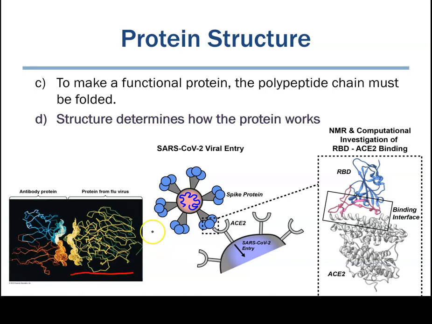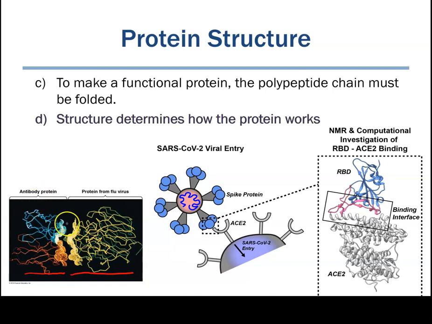So this is possibly a protein on the outside of the flu virus, a protein that the flu is making. And that protein in this image is being recognized by an antibody protein. So antibody proteins are found in our bodies. They are produced in response to an infection. And they are produced to recognize whatever it is that is invading our cell.